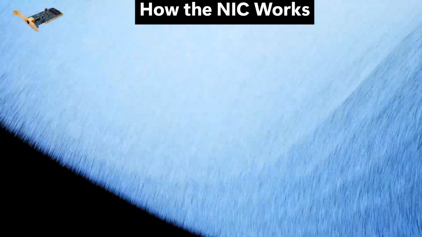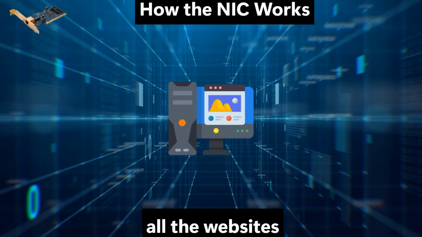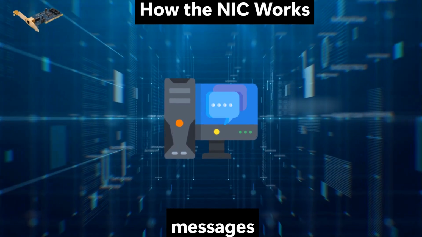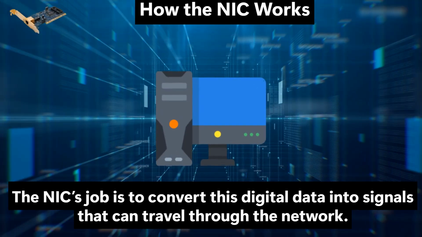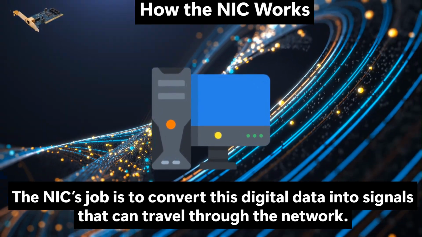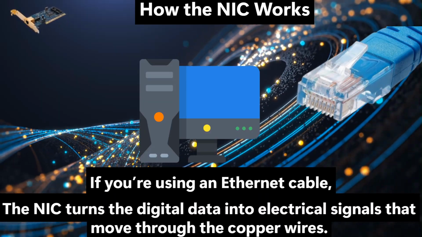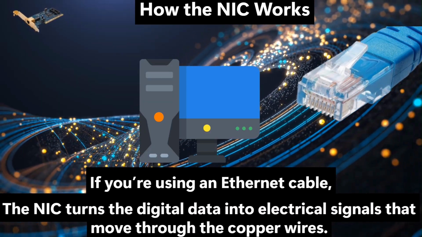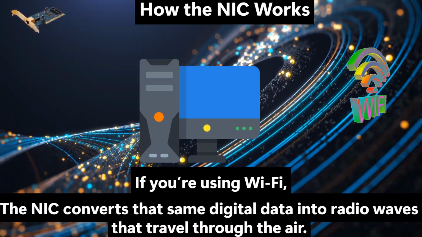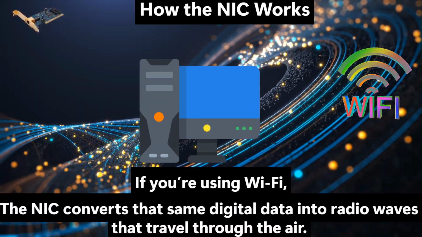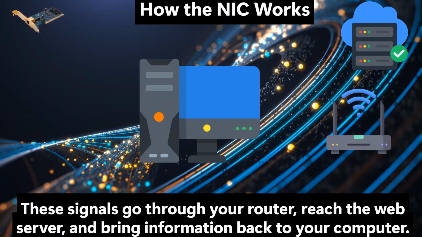Let's see how the NIC works. Your computer understands everything in digital form. That means all the websites, videos, and messages are just ones and zeros, called binary data. The NIC's job is to convert this digital data into signals that can travel through the network. If you're using an Ethernet cable, the NIC turns the digital data into electrical signals that move through the copper wires. If you're using Wi-Fi, the NIC converts that same digital data into radio waves that travel through the air. These signals go through your router, reach the web server, and bring information back to your computer.